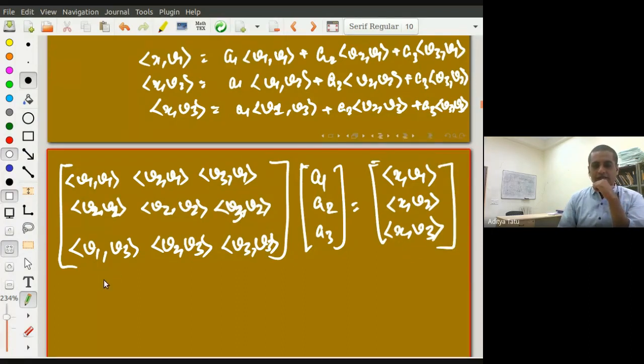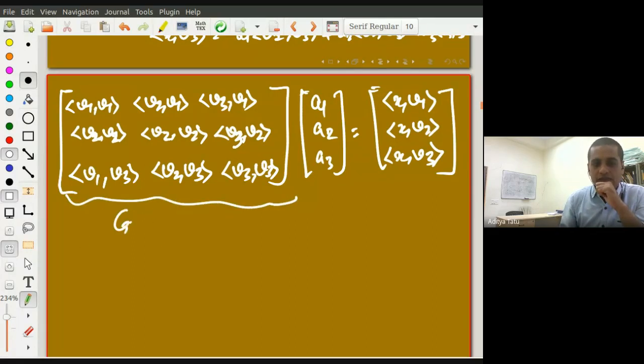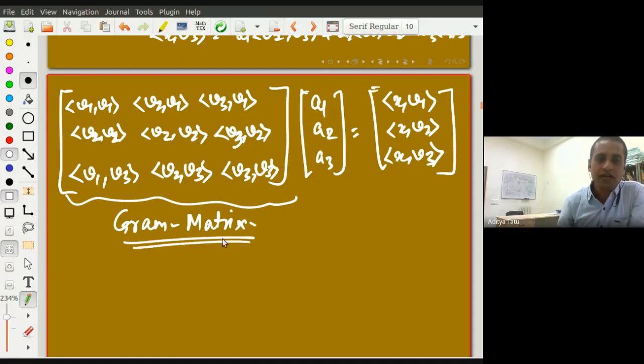I hope you can see, this is like solving Ax equal to B, right? This particular matrix is called the Gram matrix. You will probably encounter this in some future course. Gram matrix is nothing but the matrix formed by taking inner product of a set of vectors with itself.